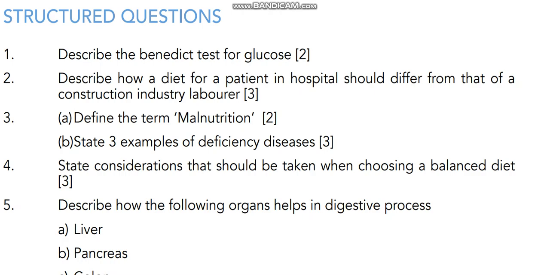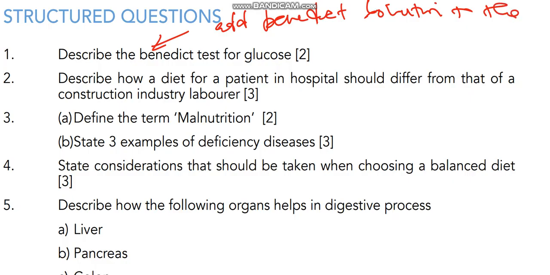Okay, so number one, you have to add Benedict solution to the food sample. Okay, then after that, what are you going to do? After adding the Benedict solution to the food sample that you're about to test for the presence of glucose, what are you going to do?